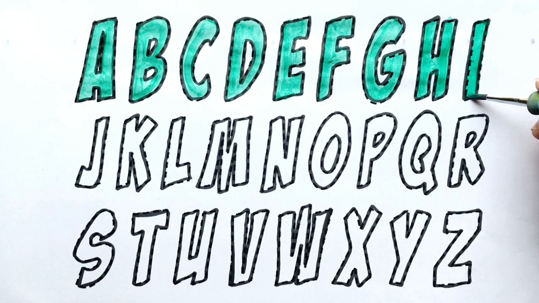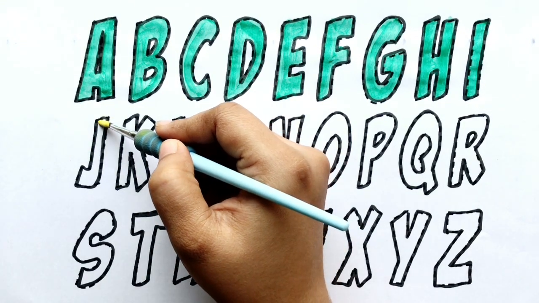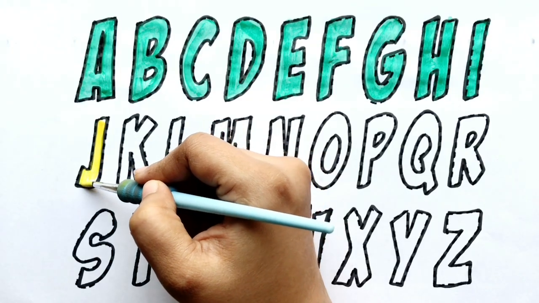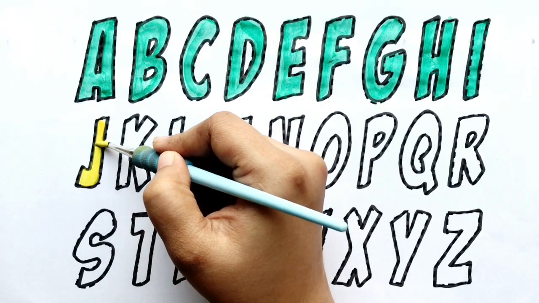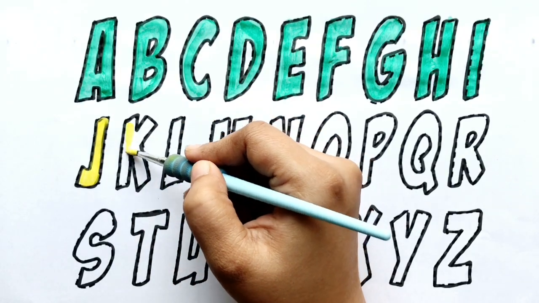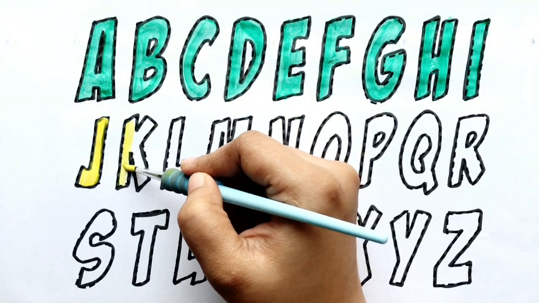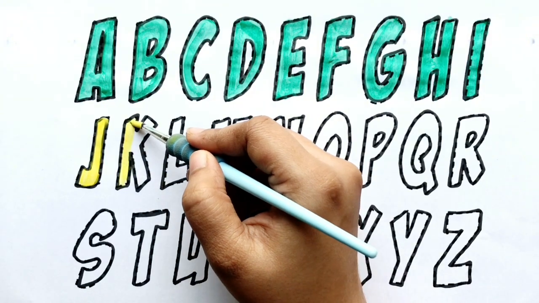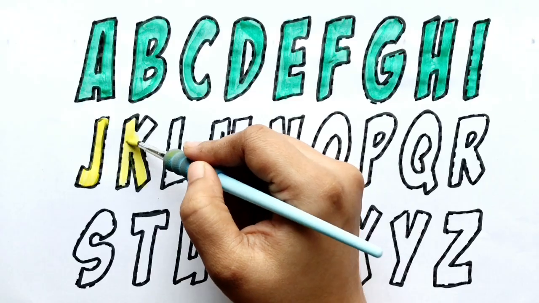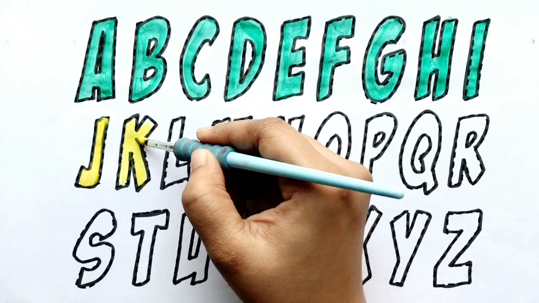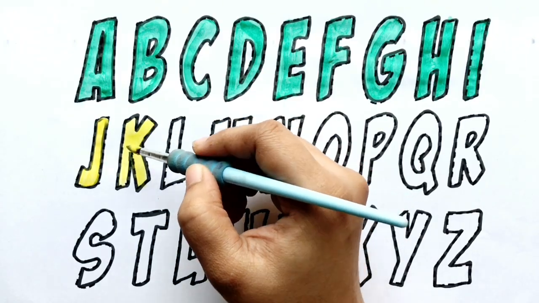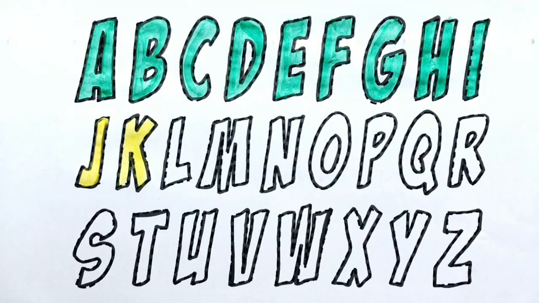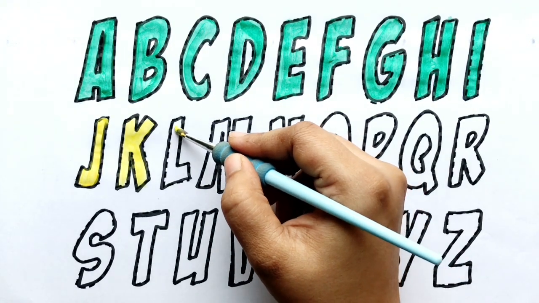Yellow color. J for jelly, K for kangaroo. A, B, C, D, E, F, G, H, I, J, K, L, M, N, O, P, Q, R, S, T, U, V, W, X, Y, and Z. Now I know my ABCs. Next time, won't you sing with me?